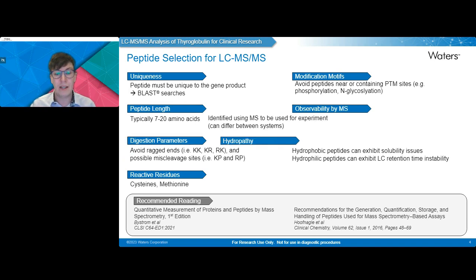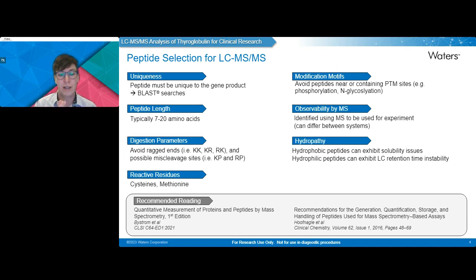And you also have the MS observability between different systems. So that is particularly important. Ultimately, it's all about how sensitive this peptide is on my mass spec, and that can change between systems. You do find that prolines within the sequence can also be a benefit in this regard in producing a sensitive and reproducible MS signal, as long as it isn't adjacent to those lysines and arginines.